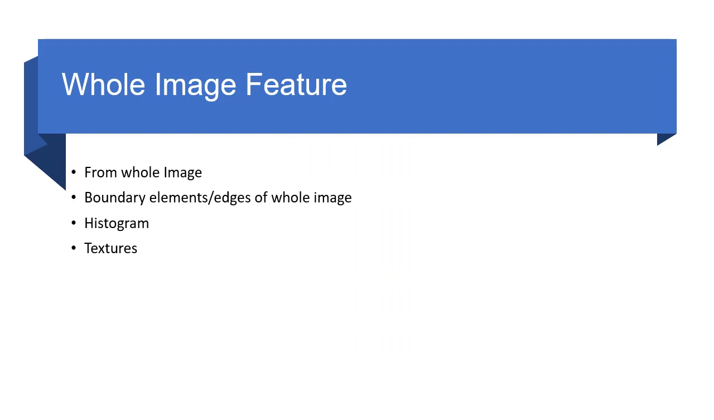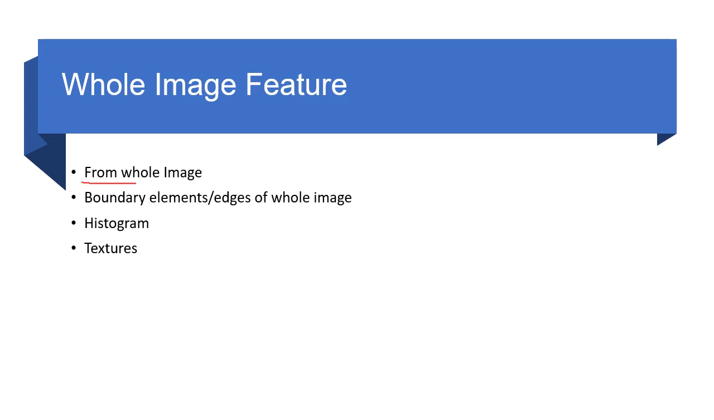Okay, so now we are moving to the whole image feature. This is the last discussion for today. Now, what is the difference between the whole image features and the local features? For the whole image features, we extract the features from the whole image. So we do not do segmentation because we don't have to segment the objects. So it is very simple.